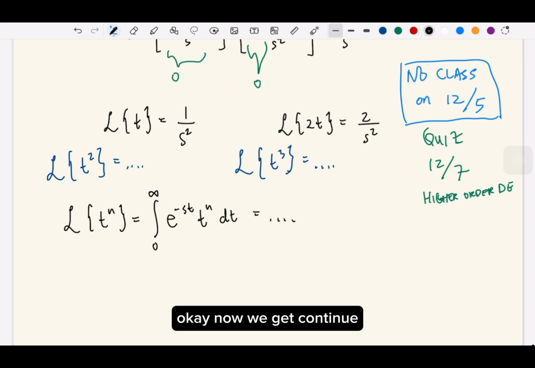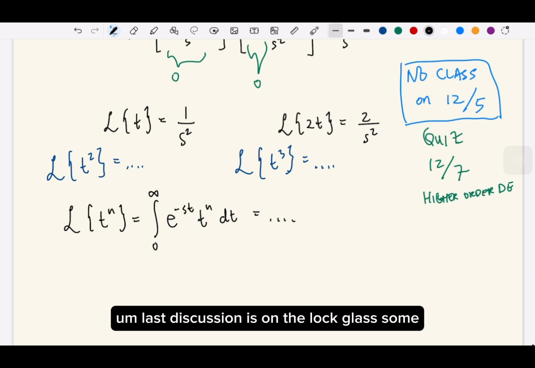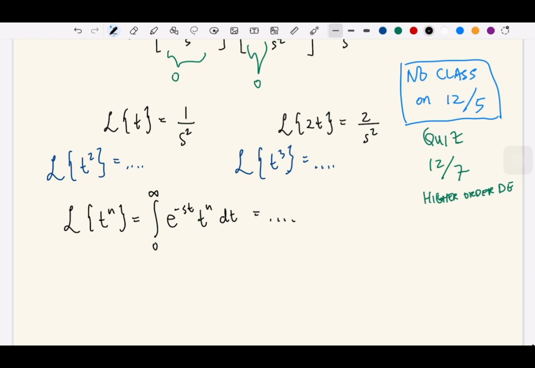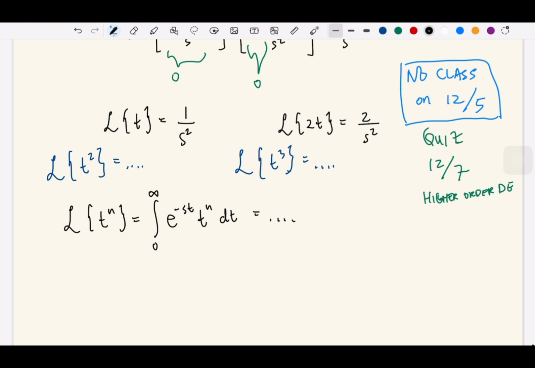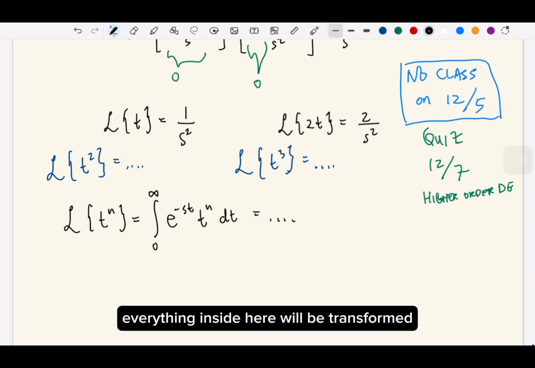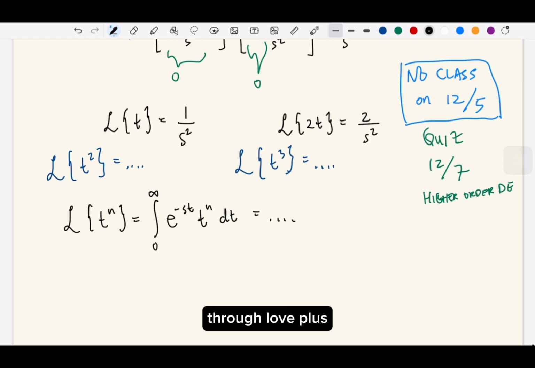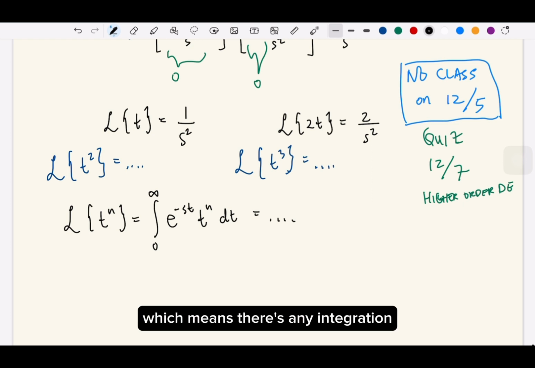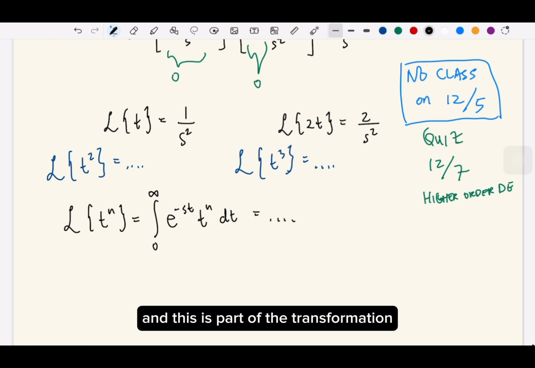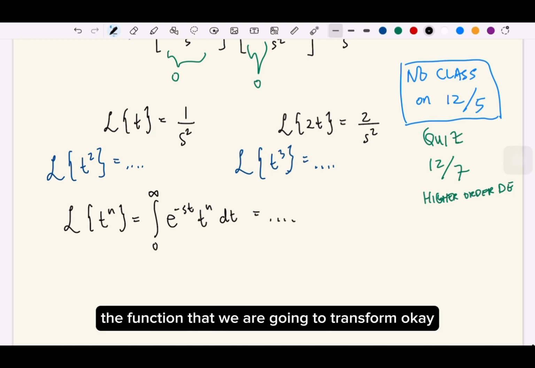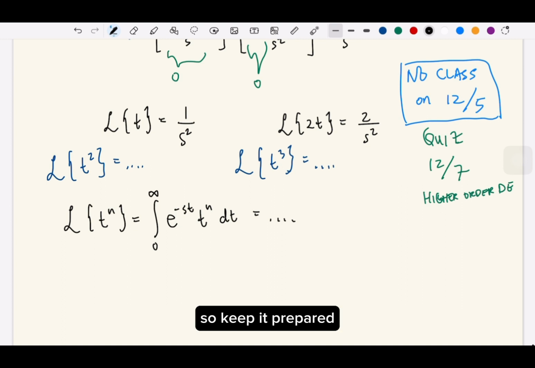Okay, now we can continue. The last discussion is on the Laplace. So, I think a little bit of review. Whenever you see this curvy L symbol, we call this Laplace transform, which means everything inside here will be transformed through Laplace, which means we are taking the integration from 0 to infinity, and this is part of the transformation. And this will be the function that we are going to transform. Okay, so t to the power of n, this is the one we transform. So let's just take this into our integration.